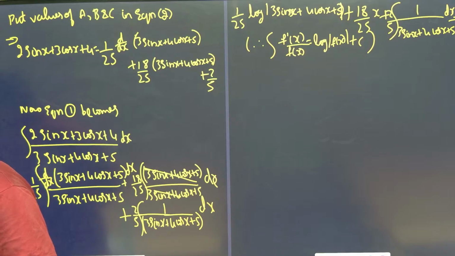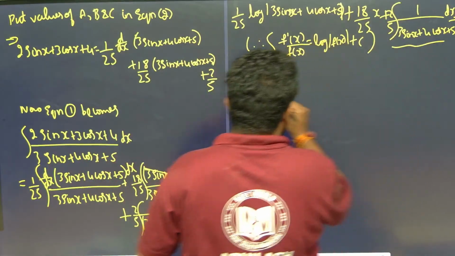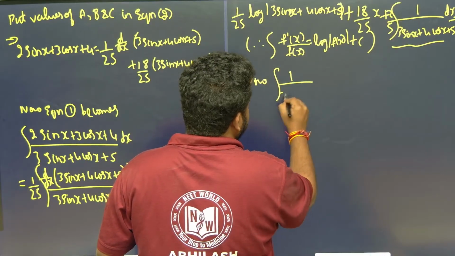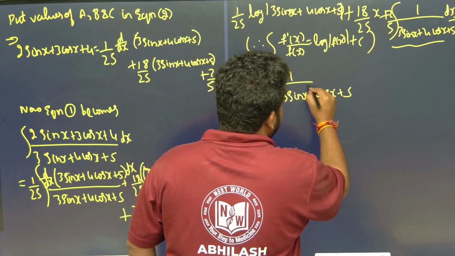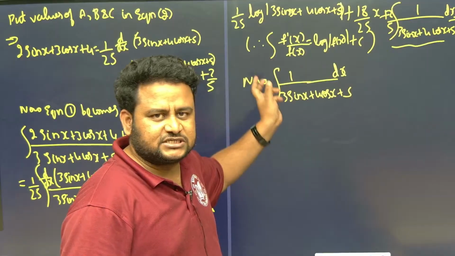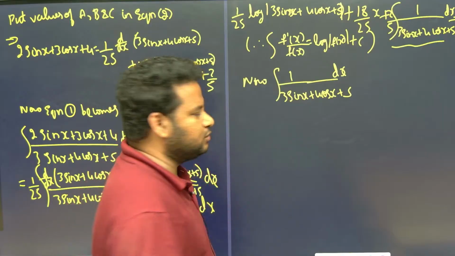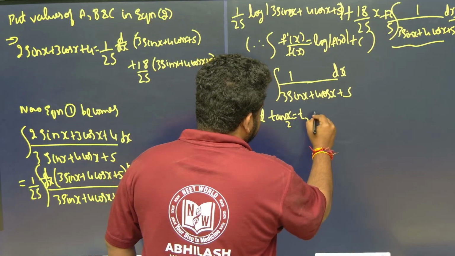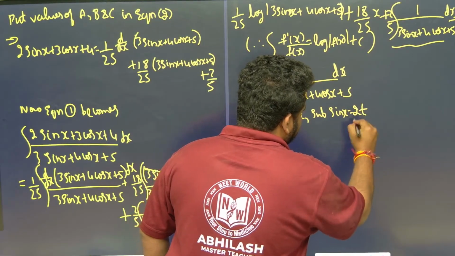Fine. Now let us take this integral. Forget the 2 by 5, now the integral of 1 by 3 sin x plus 4 cos x plus 5 dx. This is of the form 1 by a cos x plus b sin x plus c. What you have to do is put tan x by 2 equal to t, and substitute sin x equal to 2t by 1 plus t square.